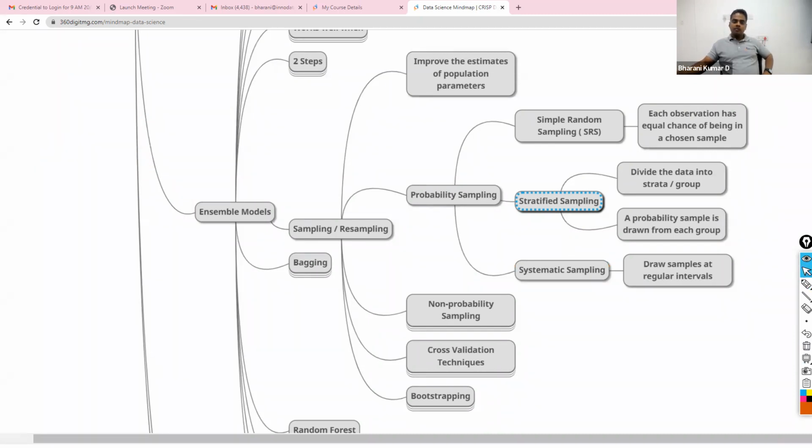These are probability-based sampling techniques. Then you have non-probability sampling, which is judgment-based. Judgment-based means you decide based on your rationale. It's completely dependent on you, on how you want to sample.